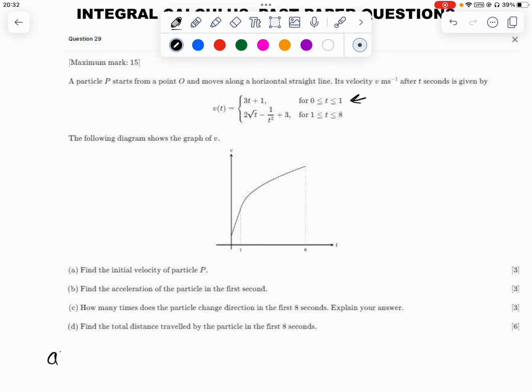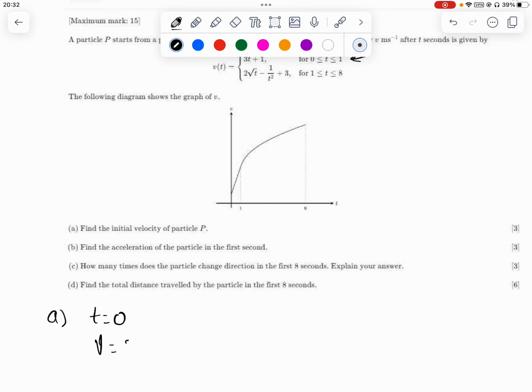So t equals 0. Plug that in. So what does it become? 3 times 0 plus 1, which is 0 plus 1, which is 1 meter per second.